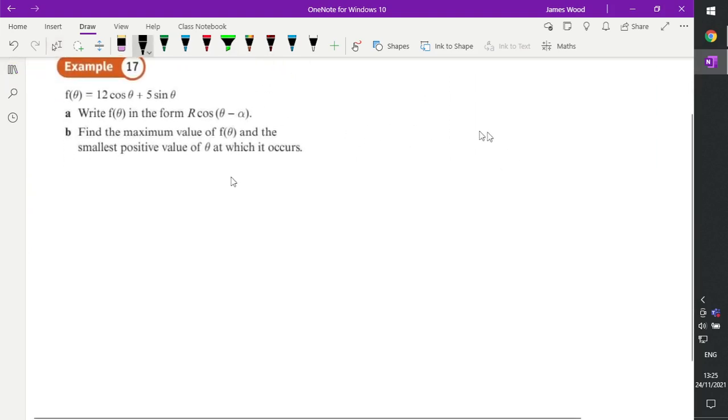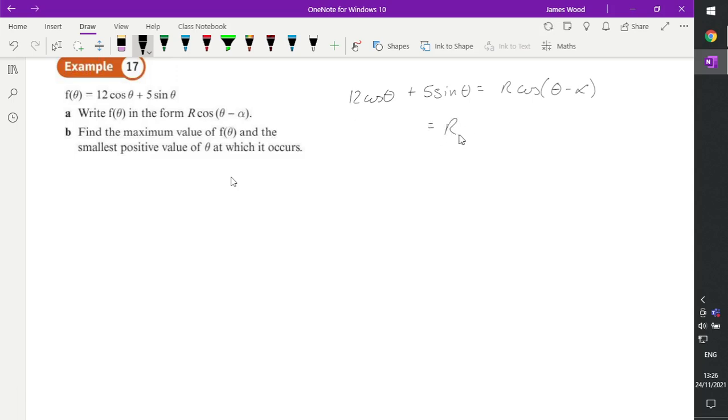Okay, here's another one to do. So we've got 12 cos theta plus 5 sine theta. We want to rewrite it as r cos(theta minus alpha). So I'm going to expand the right hand side. This is going to be r cos theta cos alpha plus r sine theta sine alpha.